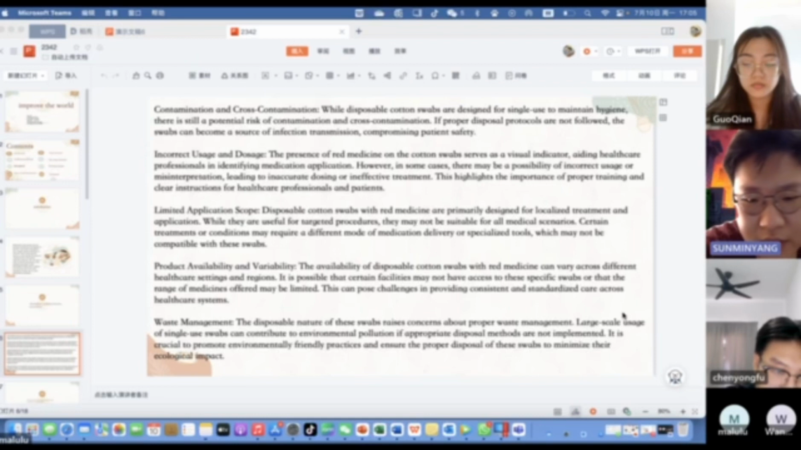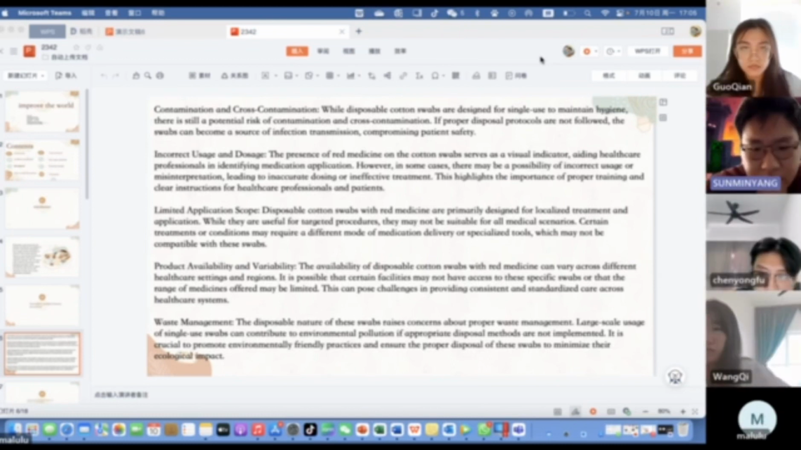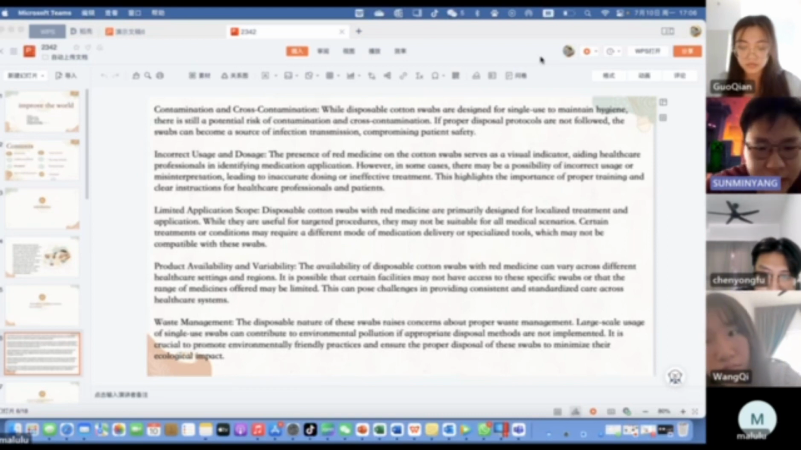The availability of disposable cotton swabs with red medicine can vary across different healthcare settings and regions. It's possible that certain facilities may not have access to these swabs, or that the range of medications offered may be limited. This can pose challenges in providing consistent and standardized care across healthcare systems.